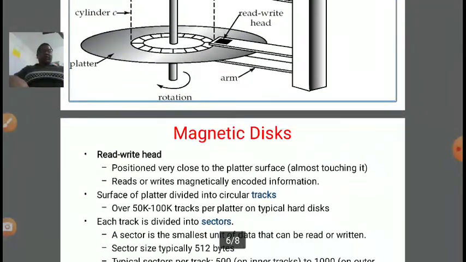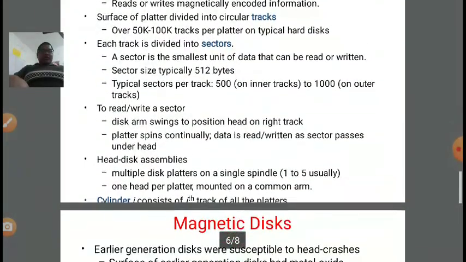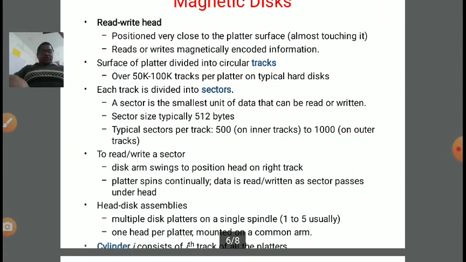So head position is very important. In order to read or write a sector, the disk arm swings to position the head on the right track, right? Now the platter spins continually, okay, and data is read or written as the sector passes under the head. So the platter spins continuously so that when the particular track comes to the disk arm head, that particular data will be read or written as the sector passes under the head, right?